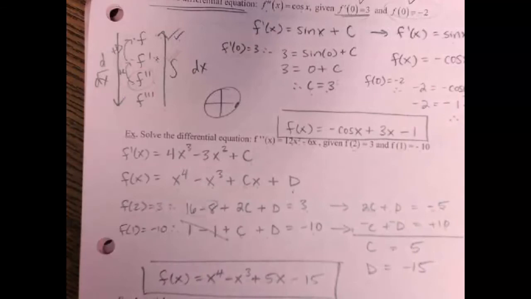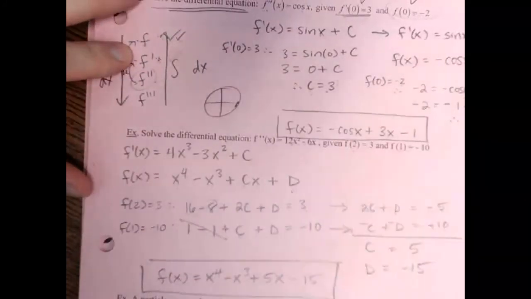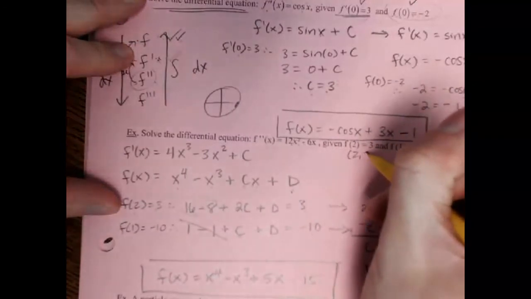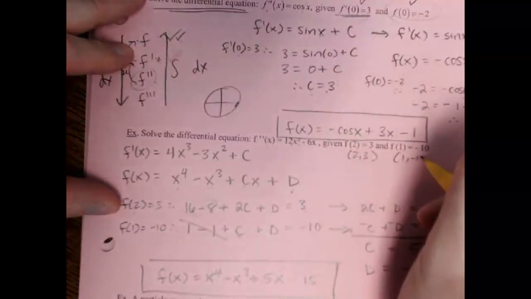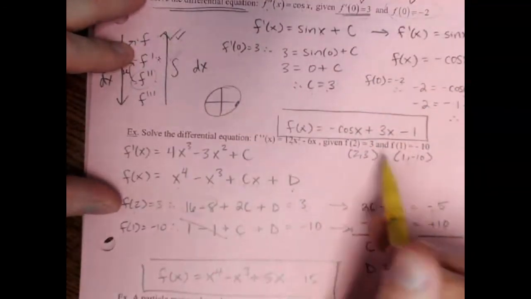Okay, so if you had 10 pieces of information, as long as they were spread out correctly, like hopefully one for each of the original function and the 9 derivatives, it'd be really easy. It'd be long, but it'd be easy. If you just had 10 points, right? By the way, this could have just easily told you 2, 3, and then 1, negative 10. If it would have given you the coordinate points, it's the same thing.